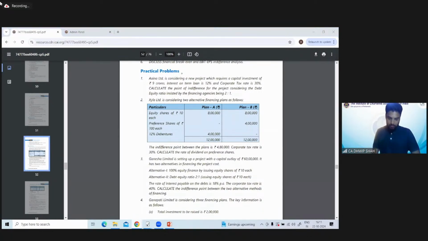Now, I would want all of you to try question 3. Question 3 में भी indifference point ही पूछा है. They have asked indifference point. But I would wish that you try it first on yourself. Then I will explain to you. I am stopping my screen share. I will solve. You can check the answer. And if you have done some mistake, you can ask me. So everyone, please try to solve question 3. Ganesha Limited wala.